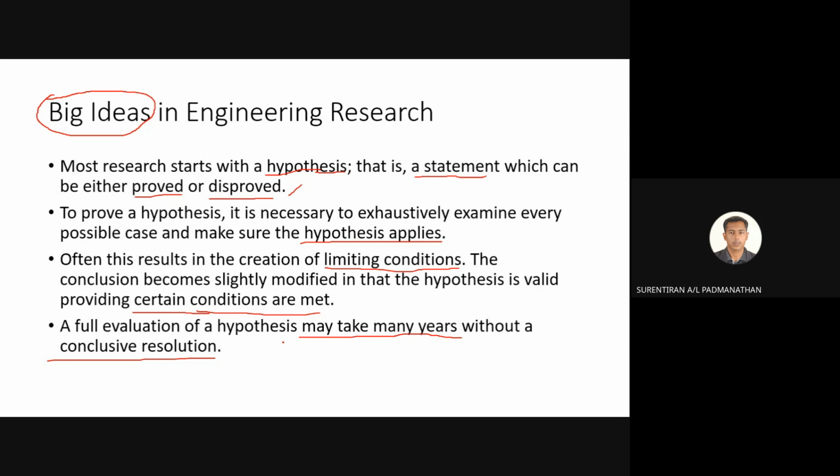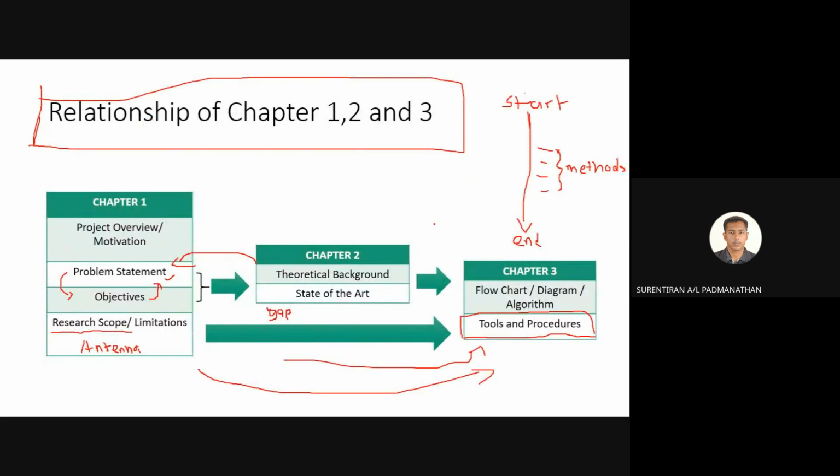For a PhD, we have to come out with some novelty, right? For masters, it doesn't mean you have to come out with novelty. You can have an improvement, improving the previous project. But for a PhD, you have to propose a new technique or new solution, a new thing, novelty. So that's the big ideas in engineering, right?